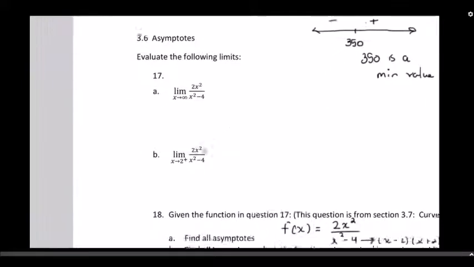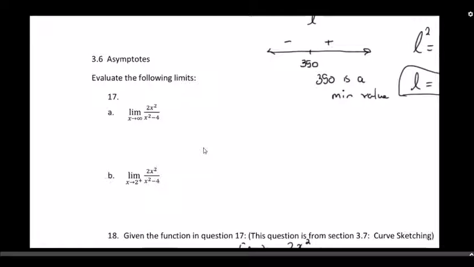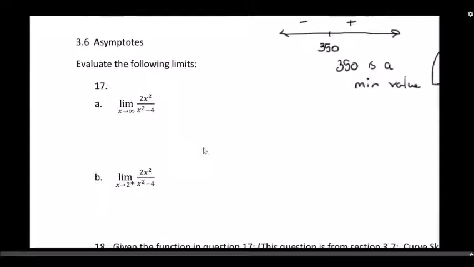Okay, question 17. We're doing infinite limits and limits at infinity. So 17 part A would be a limit at infinity. We're approaching here, x approaches infinity. What that means is x is getting larger and larger and larger.